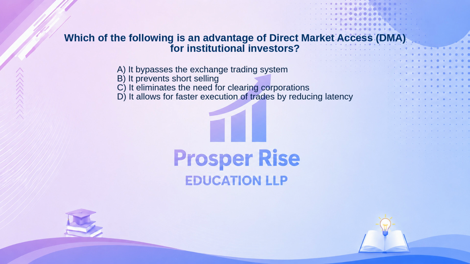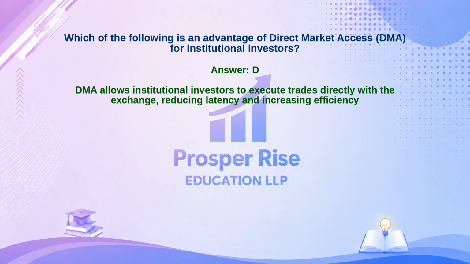Take a moment to pause the video and decide. The correct answer is Option D. Let's see why. DMA allows institutional investors to execute trades directly with the exchange, reducing latency and increasing efficiency.